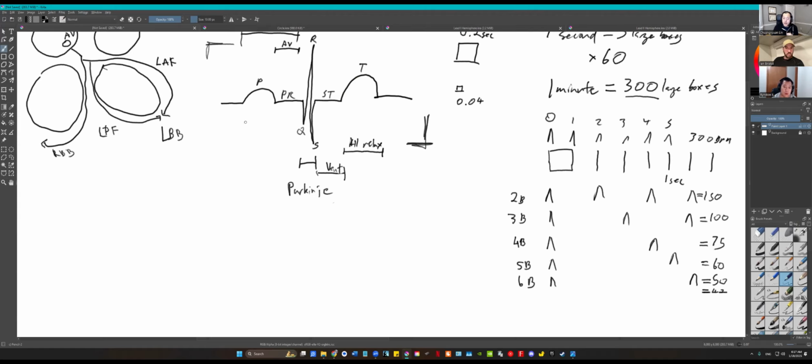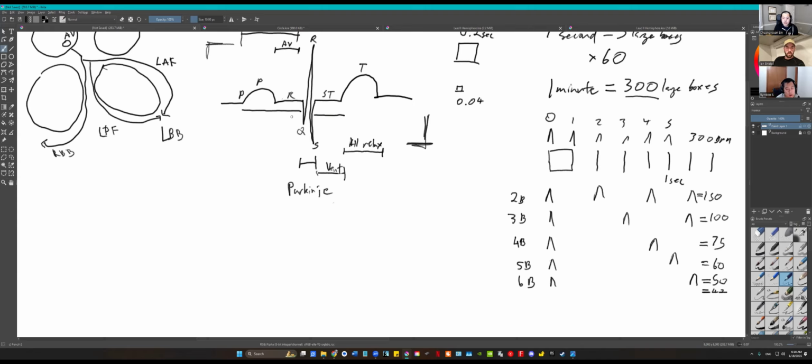Okay, so you do have to memorize some numbers if you want to start interpreting EKGs. The PR is technically not quite correct the way I drew it, but it's just for simplicity. I'm going to change it a little bit. The PR is here. This is known as the PR segment, and then this is the ST segment. There's another interval, I think it's the PR interval.